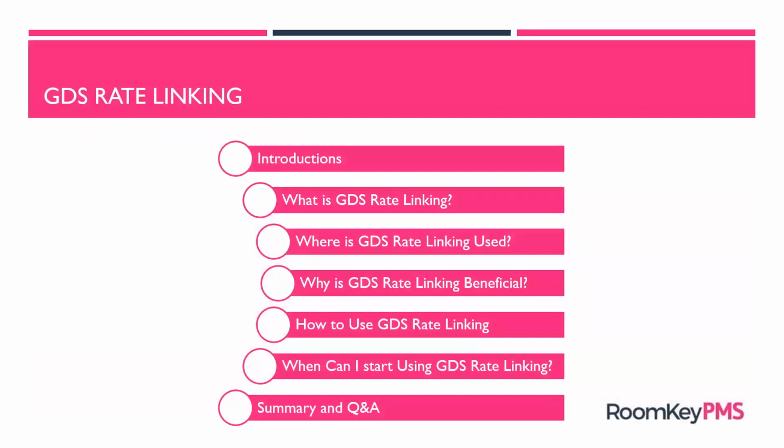So our outline for today's webinar, we're going to take a look at some introductions, myself, coworkers, and RoomKeyPMS itself. Then we're going to jump right into the topic itself. So what is GDS Rate Linking? Where is it used? Why is it beneficial? We'll look at how to use GDS Rate Linking. That's going to include a live demo on screen. And then we're going to talk about when you can start using GDS Rate Linking for your property. We'll also wrap up with a bit of a summary and we'll open up to Q&A.